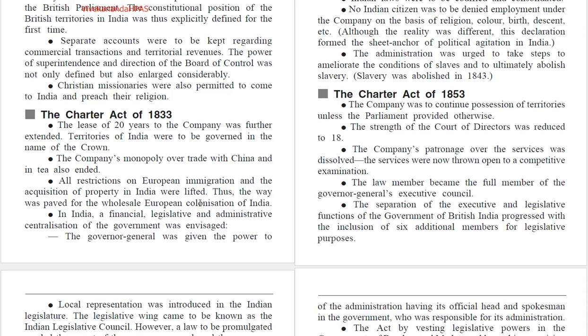Now after that, the Charter Act of 1833: the monopoly with respect to tea with China was also abolished. The second major change was that the Governor General of Bengal was now designated as the Governor General of India. And who was the first Governor General of India? William Bentinck. ठीक है, इस बात को ध्यान रखिएगा. And the restrictions on European immigration were completely abolished. So there were some restrictions for preventing corruption. Now all the restrictions were abolished, and it is said that the company's servants who want to take any property in India can buy the property.